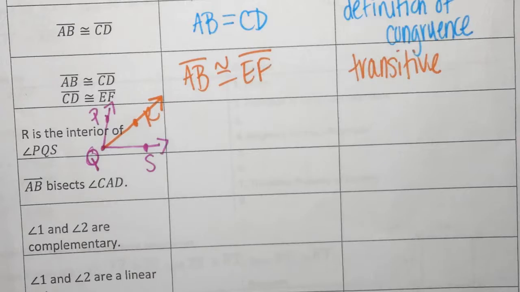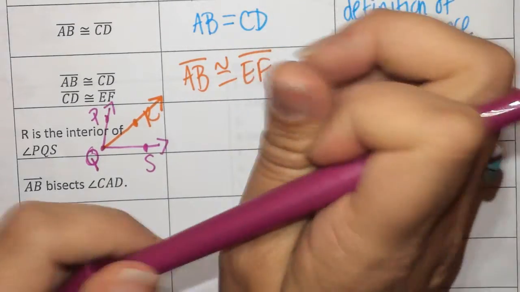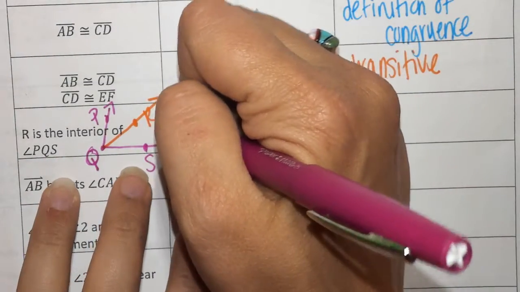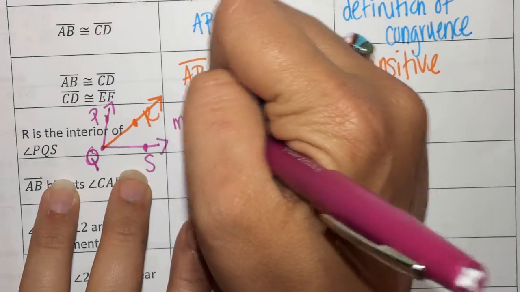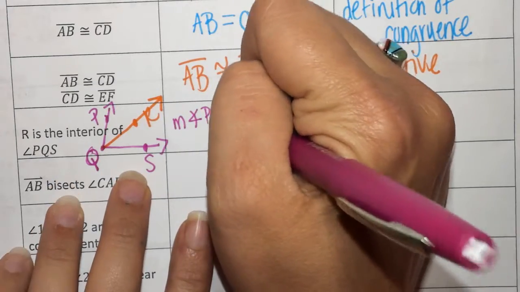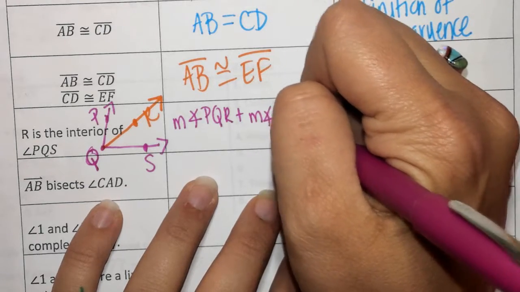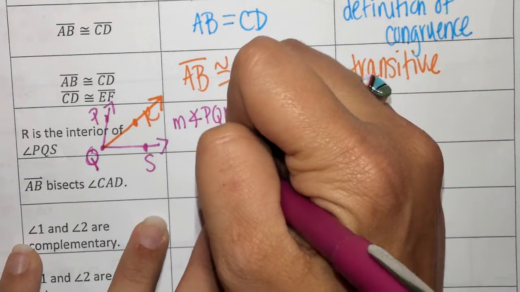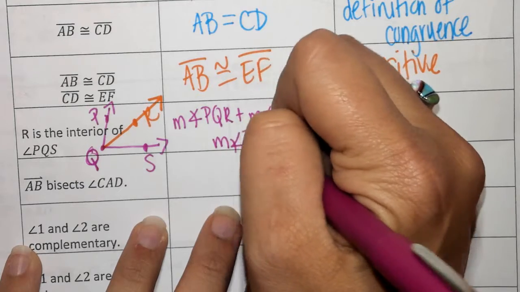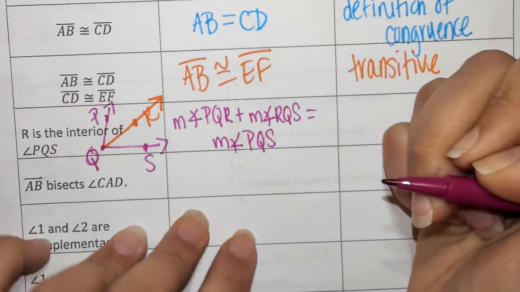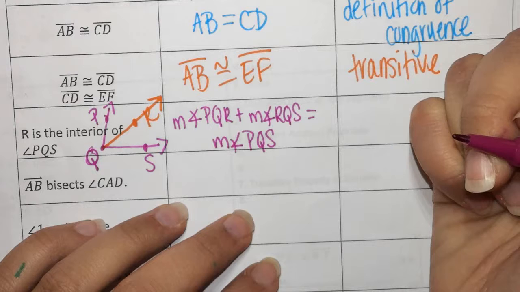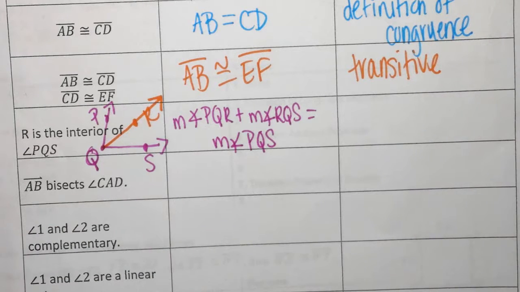But we can say that, let me think of how I want to write this. The measure of angle PQR plus the measure of angle RQS equals PQS. Now, if when we added the segments together, it was the segment addition postulate, what do you think this would be?